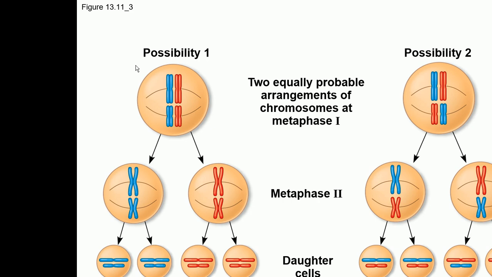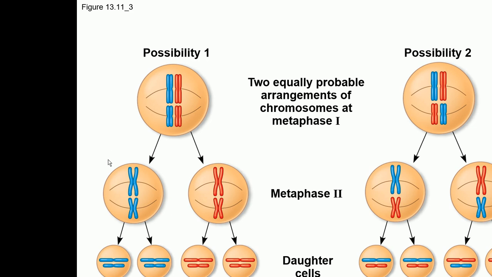In this orientation, this cell will get both paternal chromosomes, and this cell will get both maternal chromosomes, and they are duplicated. From one cell, 2 cells are formed, and then these 2 cells will further undergo meiosis 2. From this cell, 2 cells will be formed, and from this cell also 2 cells will be formed. So in total, 4 haploid cells.